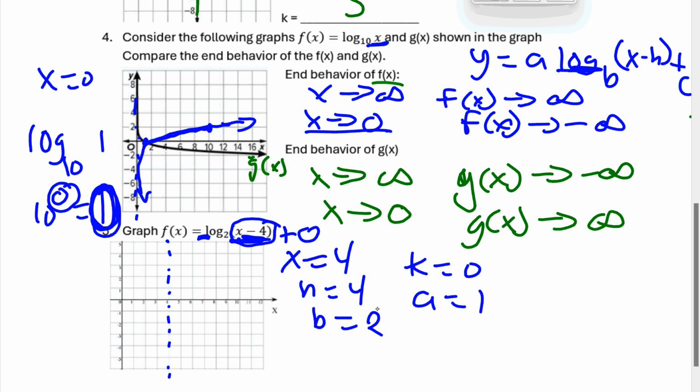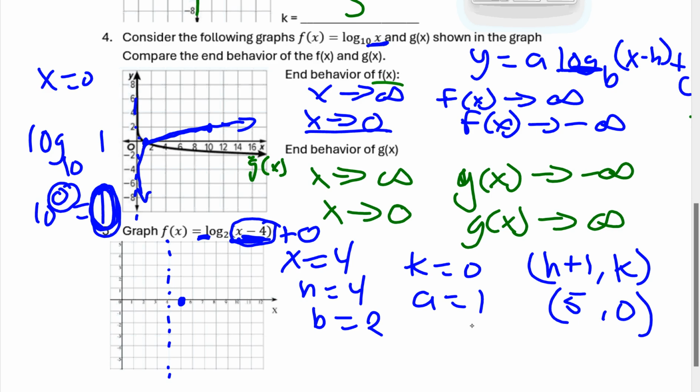All right, so now I can graph, and I can always graph this way. My h plus 1 comma my k. Well, my h is 4, so 4 plus 1 is 5. My k is 0, so 5, 0. I have that point 5, 0.